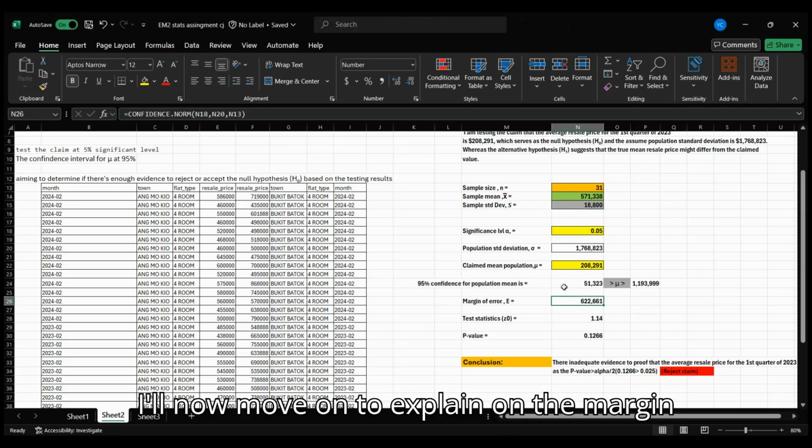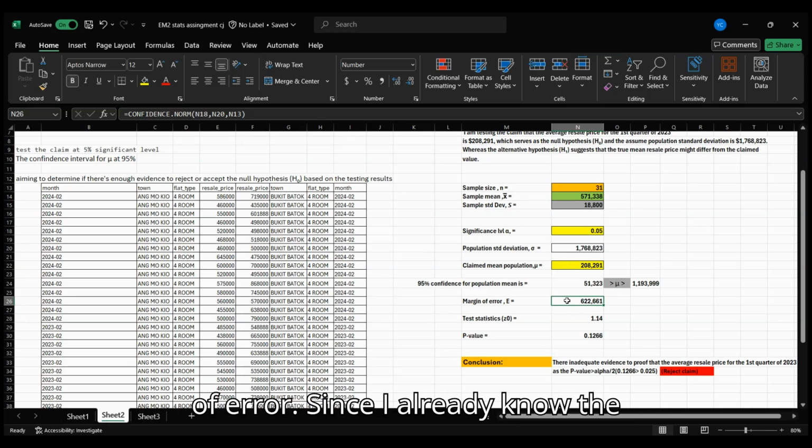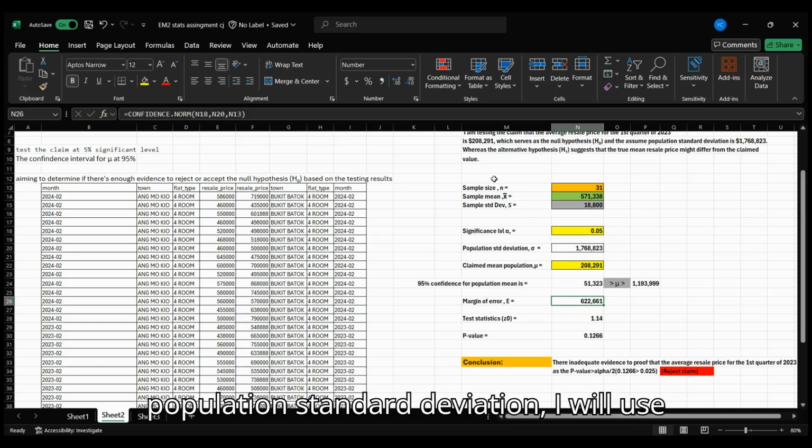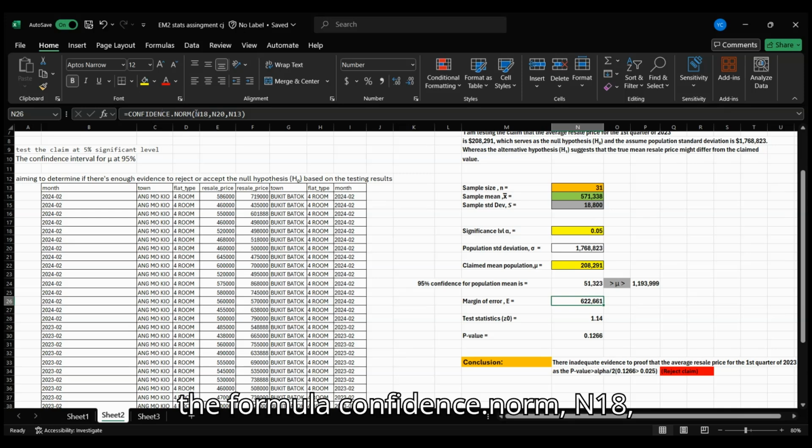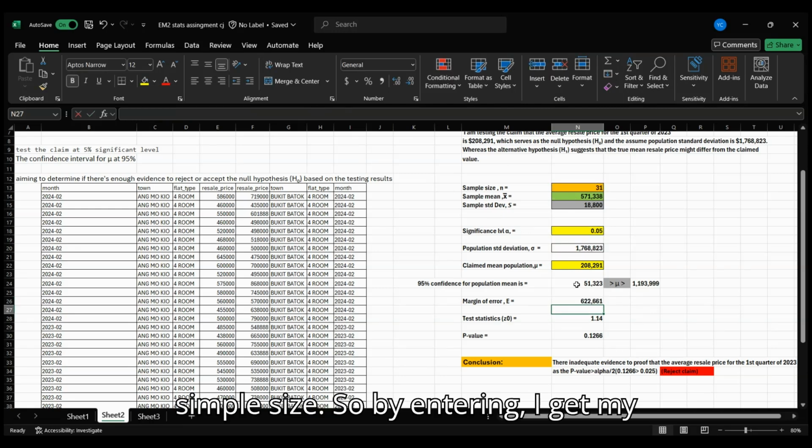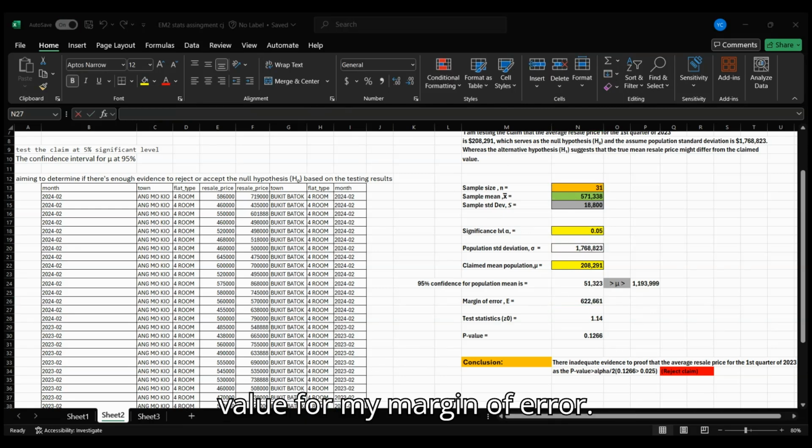I'll now move on to explain the margin of error. Since I already know the population standard deviation, I will use the formula CONFIDENCE.NORM, N18, which is my significance level, N20 is my population standard deviation, and N13 is my sample size. By entering, I get my value for my margin of error.